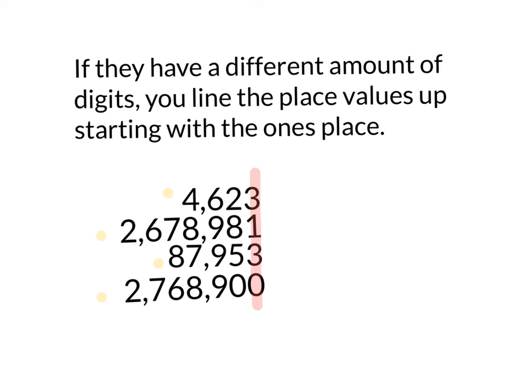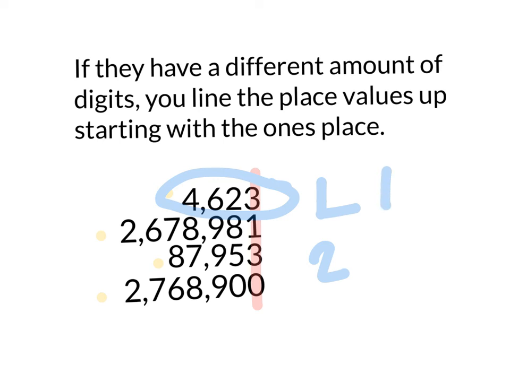So if I look at this, I should be able to tell right away that 4,623 is the smallest or the least out of those. So next, I should be able to tell by looking that this has so many less digits, 87,953 would be second least. So we'll call this one 1 and that one 2.